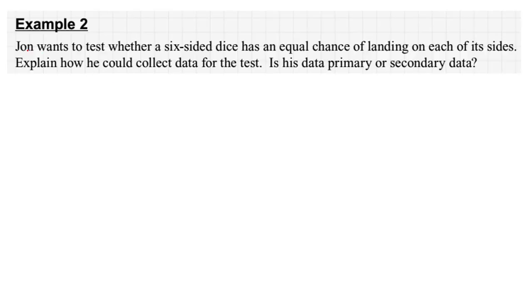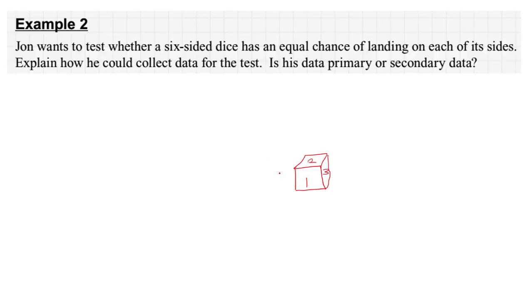Okay, this one says that John wants to test whether a 6-sided dice has an equal chance of landing on each side. So a dice would always be like a cube, and it's always labeled faces 1, 2, 3, 4, 5, 6. So it's a 6-sided dice, has an equal chance of landing on each of its sides. Explain how he could collect data for the test. Is this data primary or secondary data?